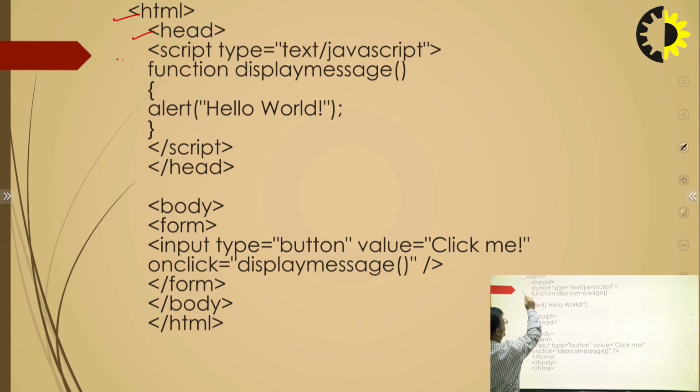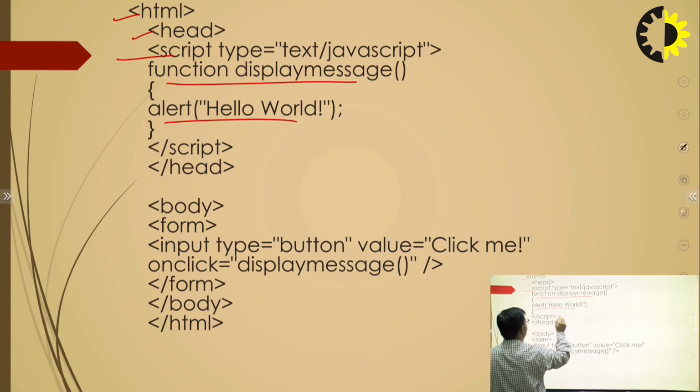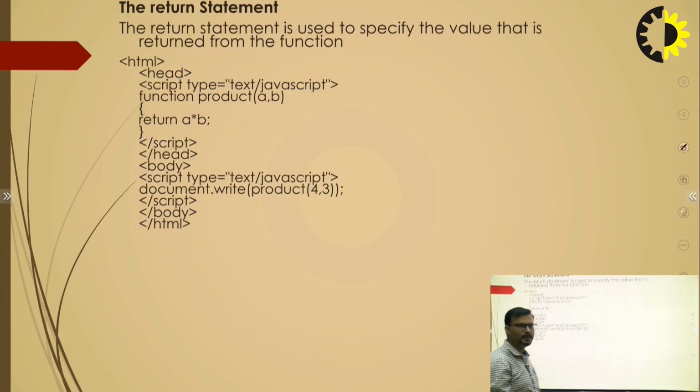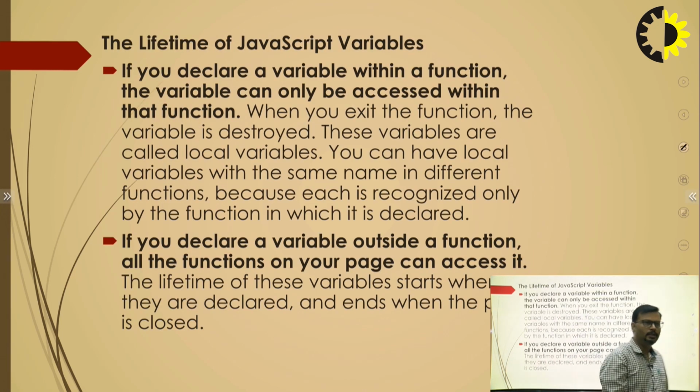HTML, then head, then JavaScript, then function displayMessage, alert message, then script close, then head close, then body, form, input types, then form close, body close, and HTML close. The lifetime of a JavaScript variable: if you declare a variable within a function, then the variable can only be accessed within that function. If you declare a variable outside a function, then all functions on your page can access it.